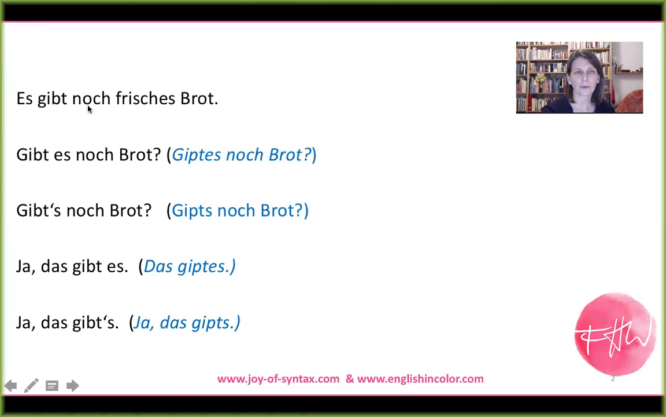Es gibt noch frisches Brot. Gibt es noch frisches Brot? Ja, das gibt es. Ja, das gibt's. So not, ja, das gibt es, but either das gibt es, so you slur it, or you contract it. Das gibt's. Gibt es? Gibt's. Ja, das gibt es. Ja, das gibt's.